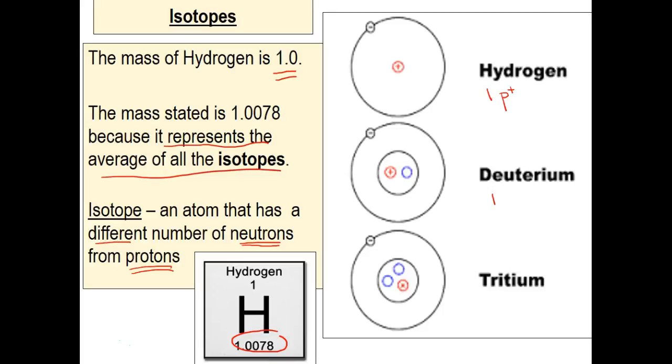So deuterium has a mass of 1 proton and 1 neutron, which is 2. Or tritium has a mass of 3, and so we write it ³H. So deuterium and tritium are isotopes of hydrogen. Some isotopes are radioactive. This is because their unstable nucleus gives off energy.